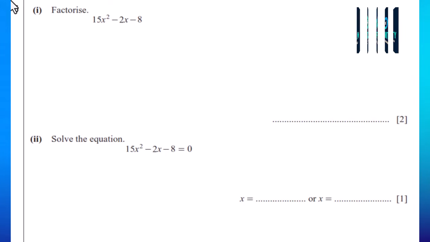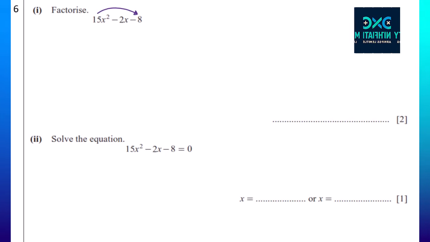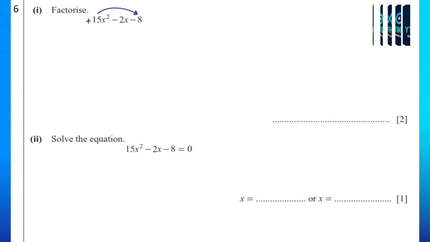Let us do this question together. The number here is 15. 15 times negative 8 is negative 120. So you will write here negative 120. And what is at the center? Negative 2. We can see the center is negative 2.